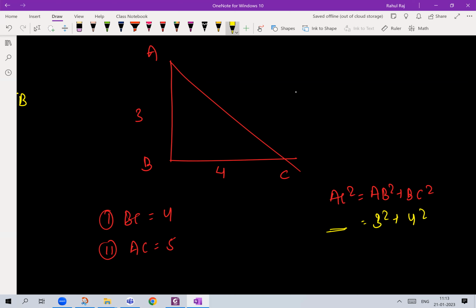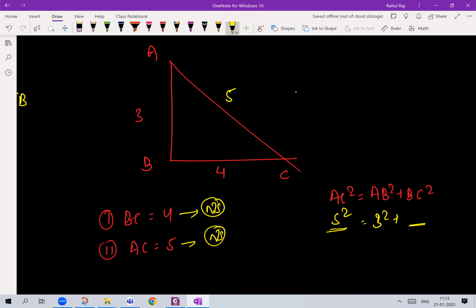Now I don't know what is the value of AC. I can 100% say this statement is not sufficient, right? Correct. Now in the second statement, I know that AC is 5. So this is 5 known to me, but I don't know what is the value of BC, Gauri. So I'm 100% sure this statement is not sufficient. Now, when I combine, Gauri, then I know all the three values.